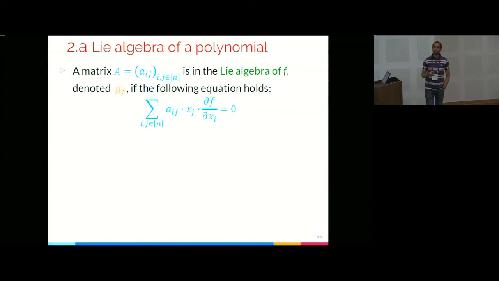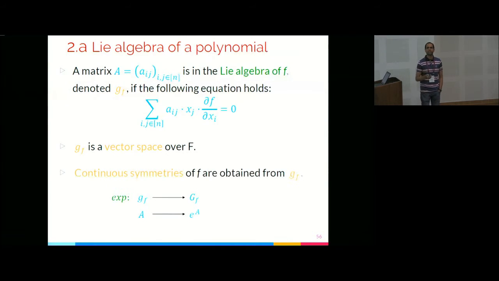Okay. So here is the definition of the Lie algebra of a polynomial. So how much time do I have? Okay, 10 minutes, okay. So suppose I have an n-variate polynomial f, and I have an n square by n square matrix A where the ijth entry is A_ij. Now I say that this matrix is in the Lie algebra of f if the following equation is satisfied. You first take the first order partial derivative of f with respect to x_i, then you multiply it with x_j, and then further multiply this with the ijth entry of your matrix, and then you sum over all j's and then equate it to 0. So any matrix satisfying this is in the Lie algebra.